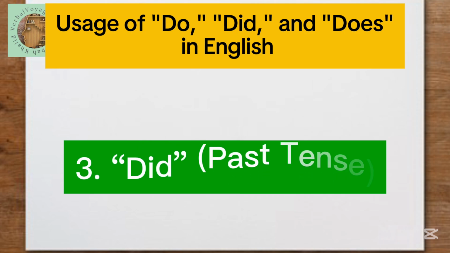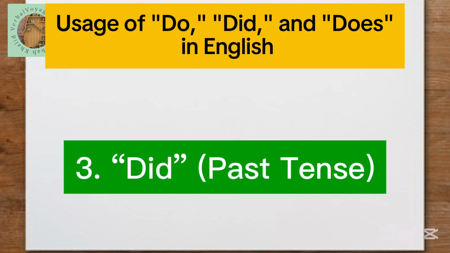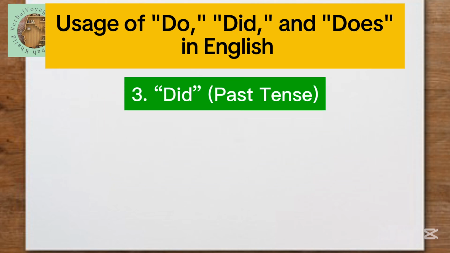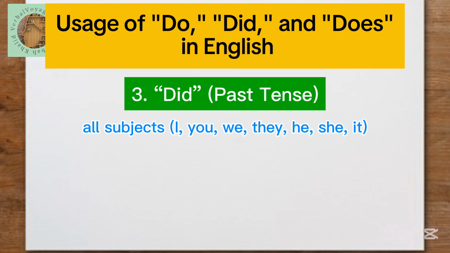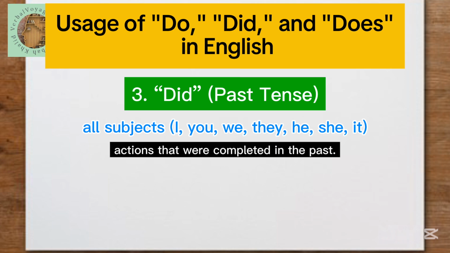Now let's move ahead to the third one, did. Did is used for past tense. Use did with all subjects like I, you, we, they, he, she, it for the past tense. It's used for actions that were completed in the past.